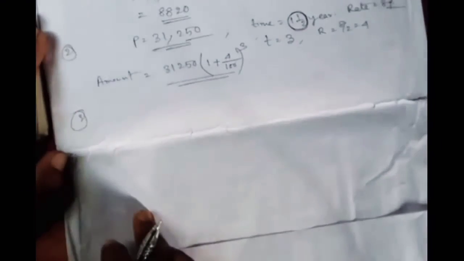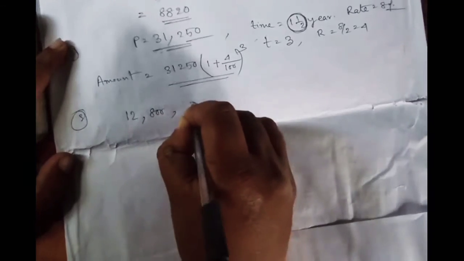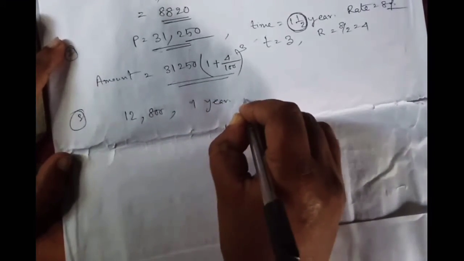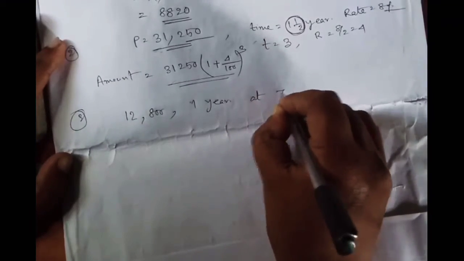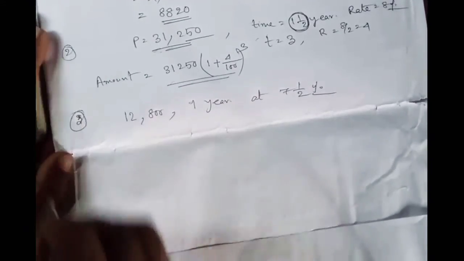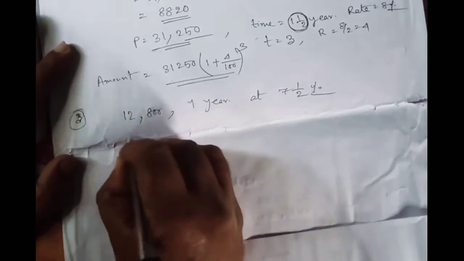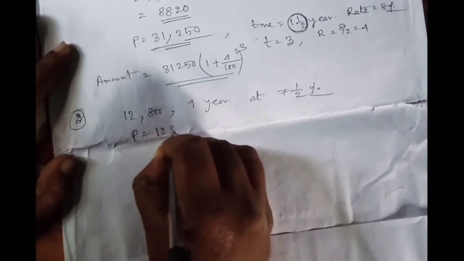Question number 3. In question number 3, it is given: find the amount of the compound interest on 12,800 for 1 year at the rate of 7 whole 1 by 2%. Okay, this is question number 3. So, we have to find the amount. So, here P is equal to 12,800.